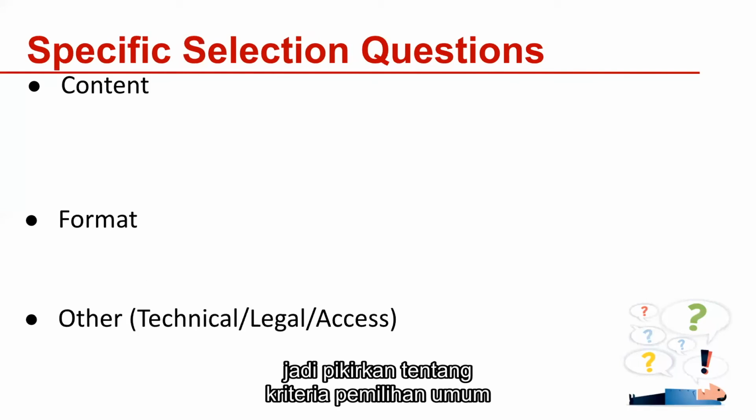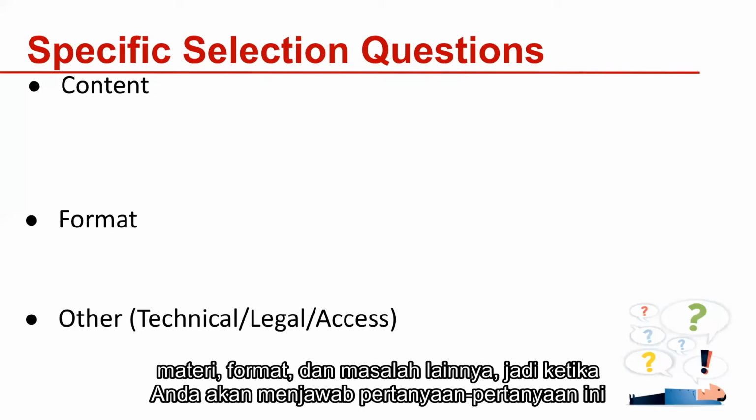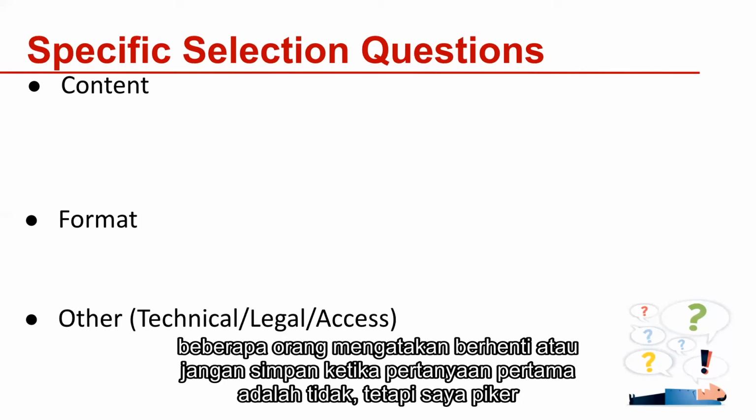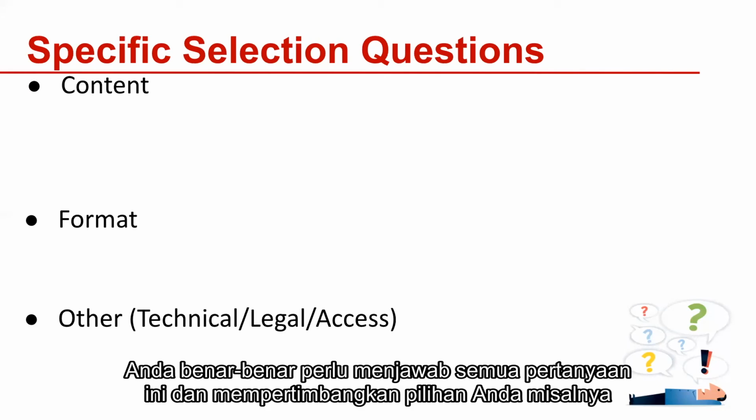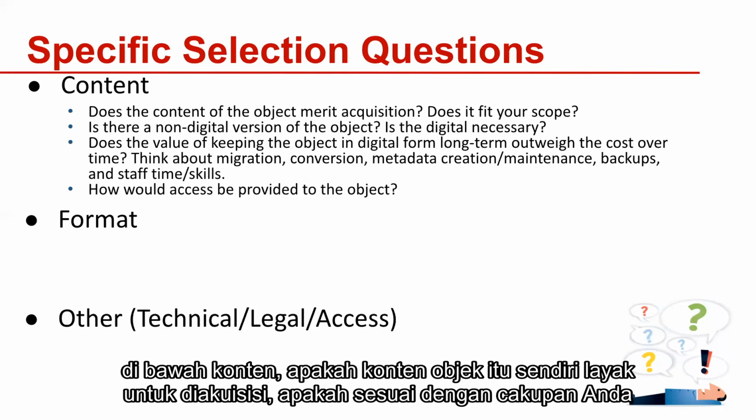So thinking about the general selection criteria, there are also some more specific questions you can ask yourself to address the content of the material, the format, and other issues. When you go through these questions, some people say stop or don't keep it when the first question is no. But I think you really need to answer all of these questions and weigh your options. For example, under content, does the content of the object itself merit acquisition?